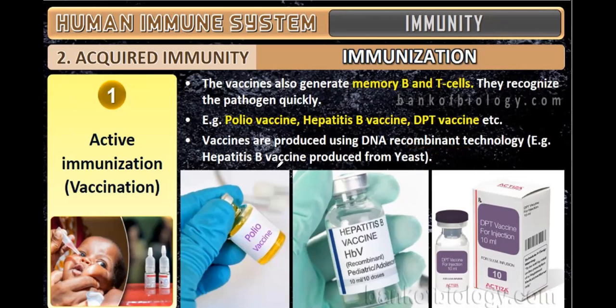Like the hepatitis B vaccine is produced from yeast. So this is a polio vaccine. This is hepatitis B vaccine. Corona vaccine is also there. DPT vaccines.